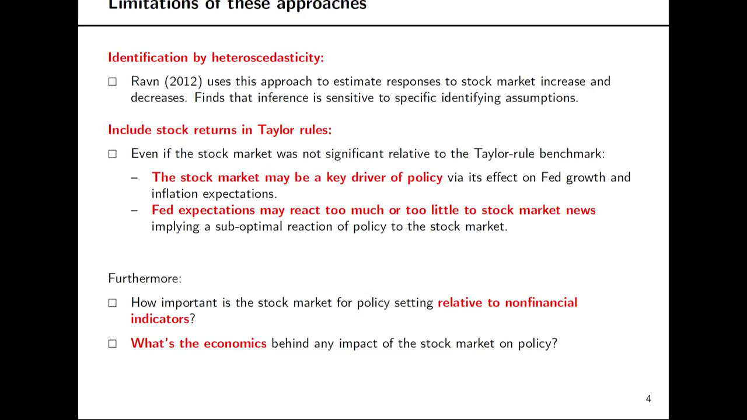In terms of the stock returns and the Taylor rules, that approach is helpful for figuring out whether the central bank might be overreacting to the stock market. It's not as helpful for figuring out whether it's reacting to the stock market, in the sense that the stock market could be a really strong driver of the Fed's growth forecast, which then in turn drives policy. You can't see that from just running a regression where you add the stock market into a Taylor rule.